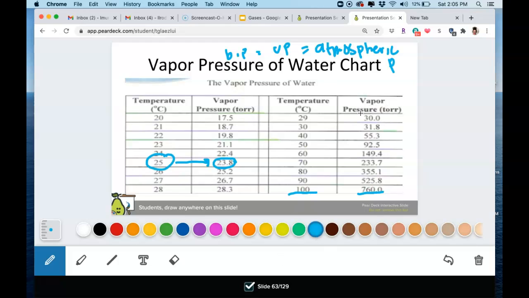So you'll notice that the vapor pressure of water at 100, this is water's boiling point, is 760. Well, what is 760? 760 is atmospheric pressure. So the more you heat water up, getting hotter and hotter, the more pressure it exerts, because the more it's turning into a gas, and gases exert more pressure. Again, they call these partial pressures, because it's only part of the pressure of the experiment.